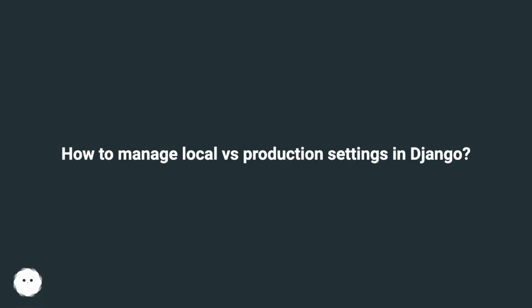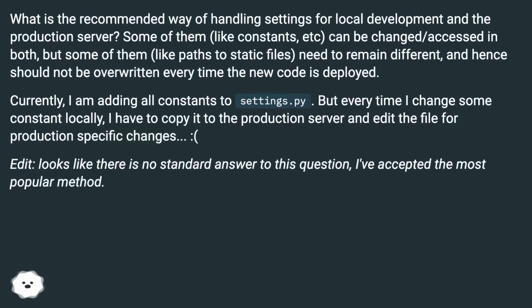How to manage local versus production settings in Django. What is the recommended way of handling settings for local development and the production server? Some of them, like constants, can be accessed in both, but some of them, like paths to static files, need to remain different and hence should not be overwritten every time the new code is deployed.